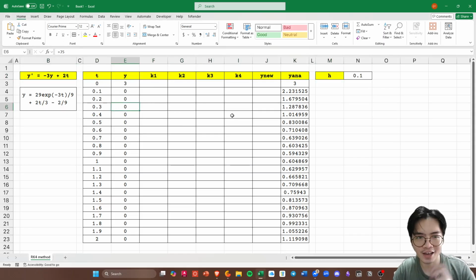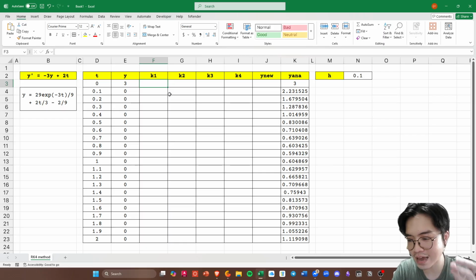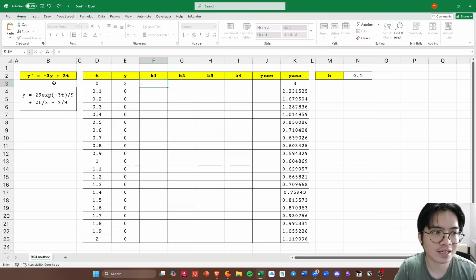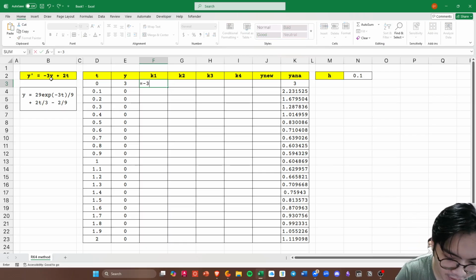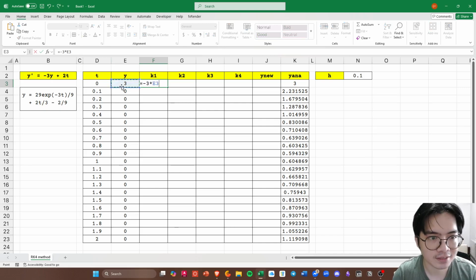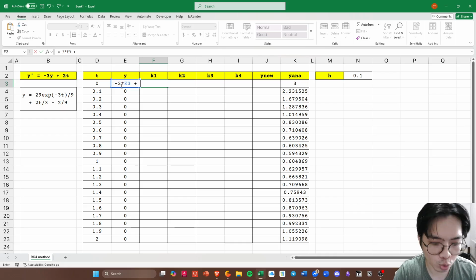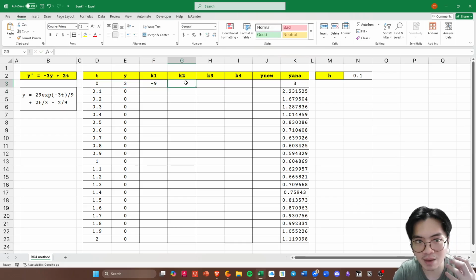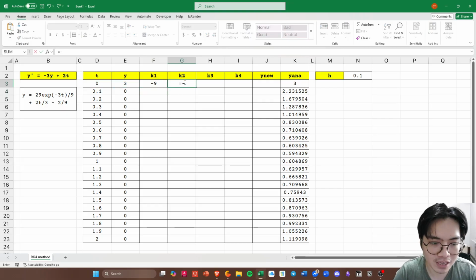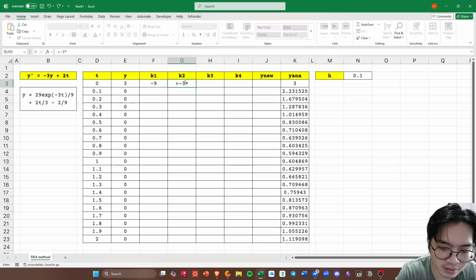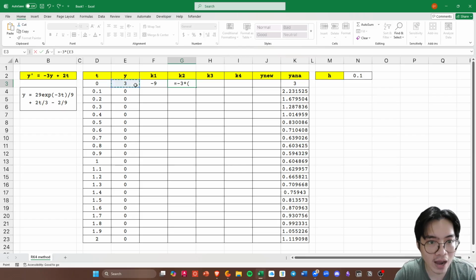Okay? And now, we will try to compute for values of K1. So, ang value natin ng K1 will just be negative 3 times our value of Y, right? Plus 2 times our value of T. So, ganyan. Okay, negative 9. Tama naman tayo so far. Then we keep on going. Negative 3 times our value of Y plus, right?